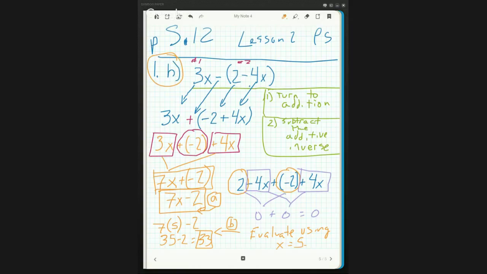Okay, so that's how we do 1H. Good luck with the rest of them. They should go a little bit faster as you get used to them. On the addition problems like 1A, 1B, C, and D, you don't need to do the additive inverse because you're adding. You just simply need to remove the parentheses and combine like terms.